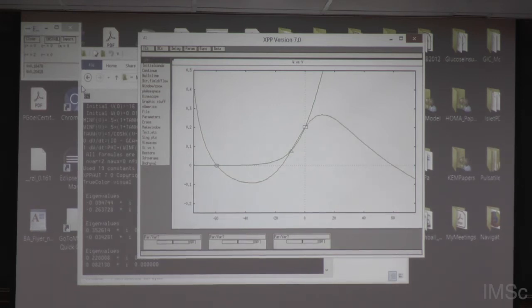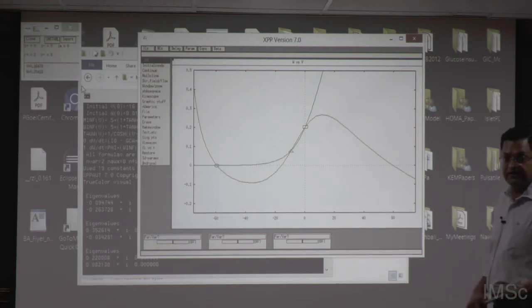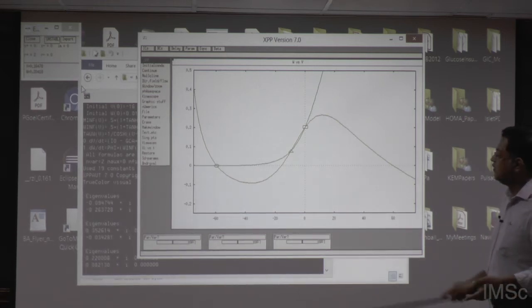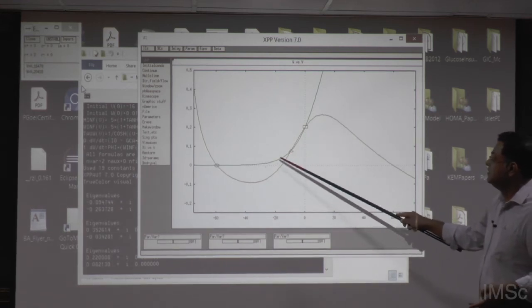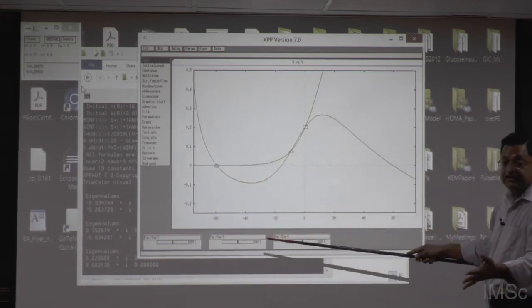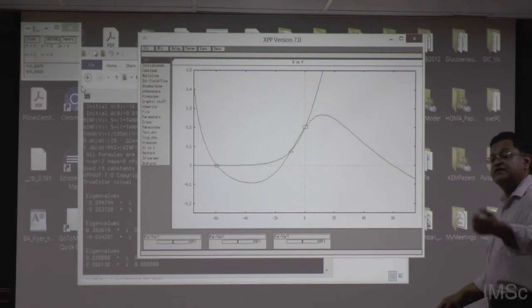Okay, so now we can move things around. If I add a current, what do you think the current will do to this? If I increase my applied current, what will happen to the null clines in general, and what will happen to the fixed points? Take a guess.